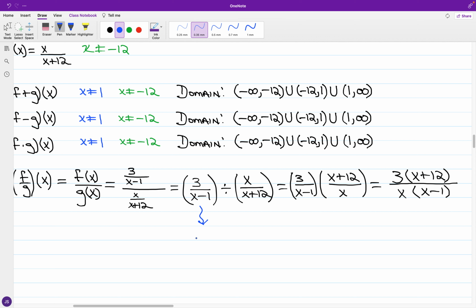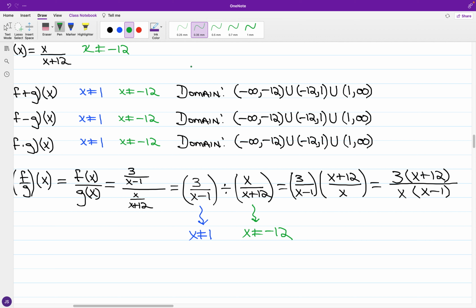Again, x minus 1 cannot be 0. Once again, we had that x cannot be 1. And again, for g of x, we had x over x plus 12. Again, we cannot have a 0 denominator. So again, we have that x cannot be negative 12.